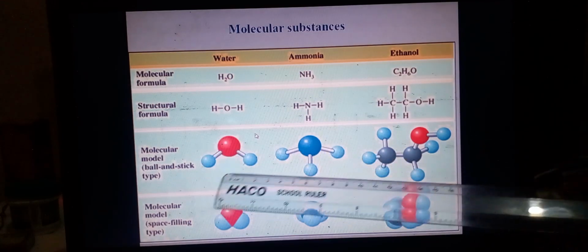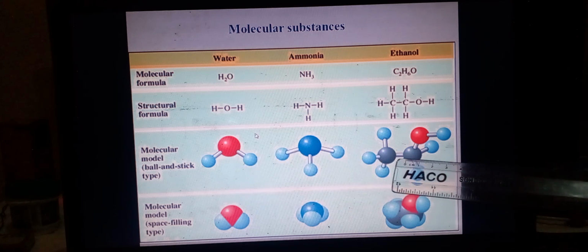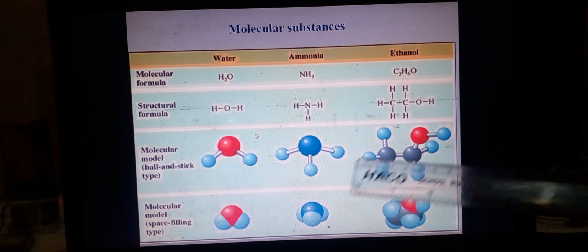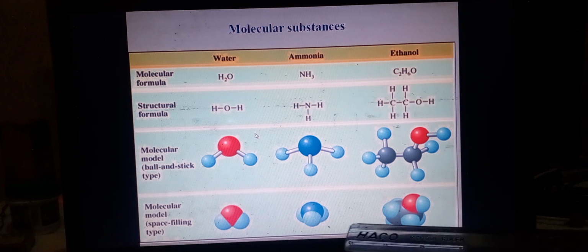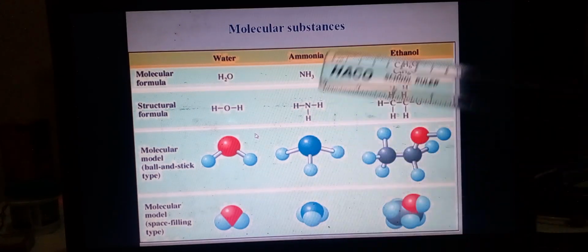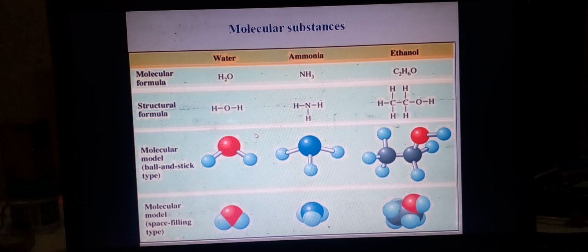Then these are the models, 3-dimensional representations of those molecules. Then these ones are molecular models, space filling type. Such actually describe the same molecular substance. So you can have a look at those particular molecules.